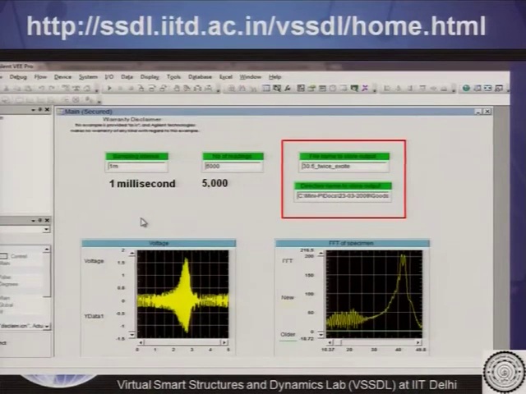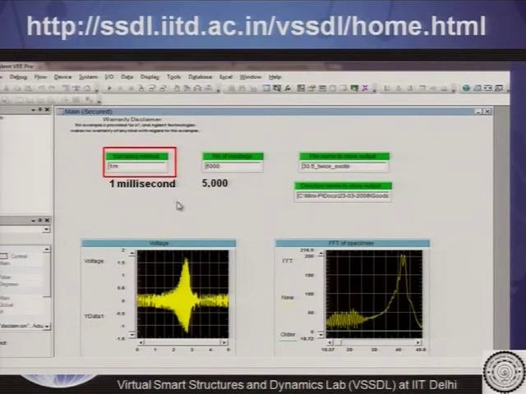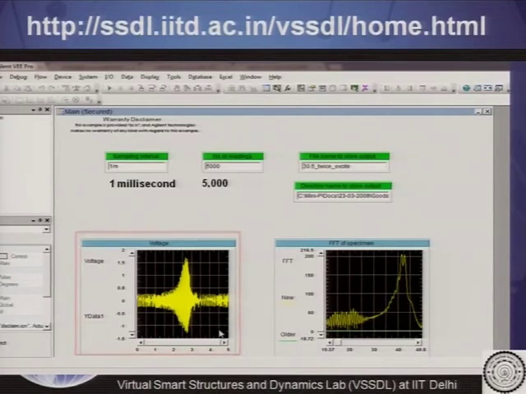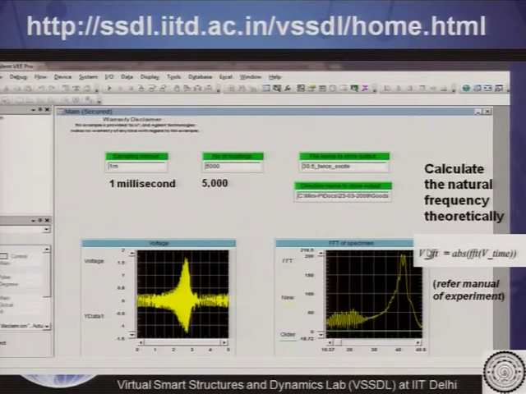And again he can give the file name here, and he can choose the directory where he wants to save the file. Sampling interval he can give 1 millisecond, number of readings 5000, and when he clicks this button play, he will get these two plots. First is the voltage response varying with time, and this is the FFT of this voltage response. So, the aim of this experiment is to compare this natural frequency with the theoretical frequency.